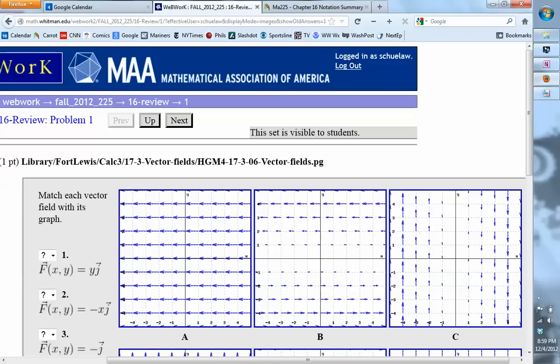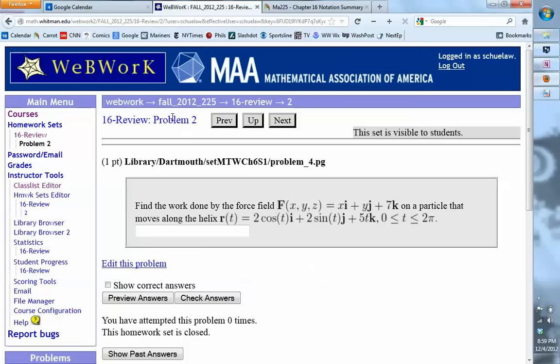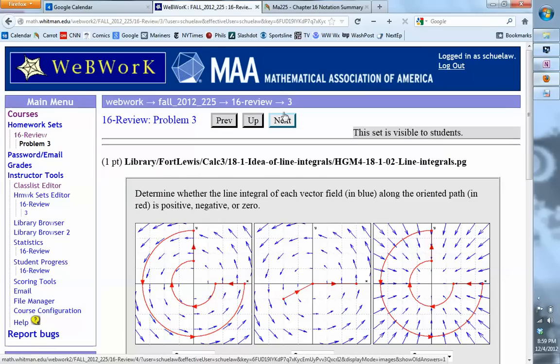Can you do number 3, please? On WebWork. WebWork, no problem. Oh, more graphs, okay. I'm not very good at this.